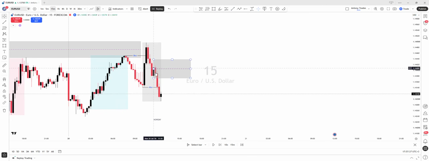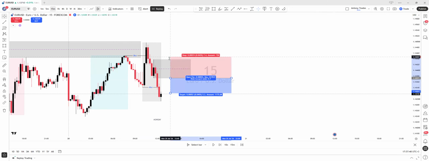So this order block is the one that led to this break of structure. So it became my flip zone. This is where I put my entry. That is where I put my sell limit order around that area. Stop loss some few pips above here.